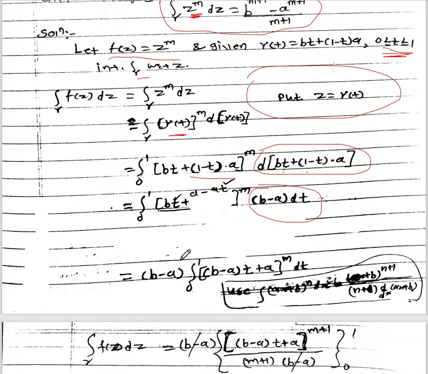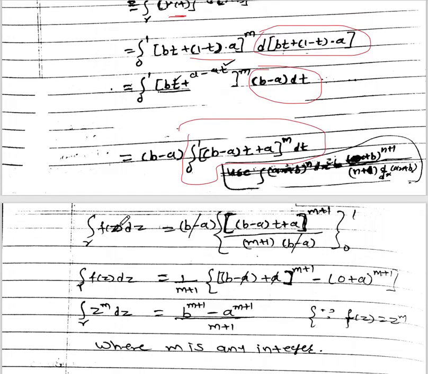Okay. So b minus a here is a constant term, so we can take it outside of the integral. So the integral from 0 to 1, b minus a. From this we can take t common. So (b minus a) t plus a, to the power m dt as it is. Okay. So to solve this integral, we use the formula: the integral of (ax plus b) to the power n dx is (ax plus b) to the power n plus 1 upon n plus 1, times the derivative of ax plus b. Okay, so we will use this formula.